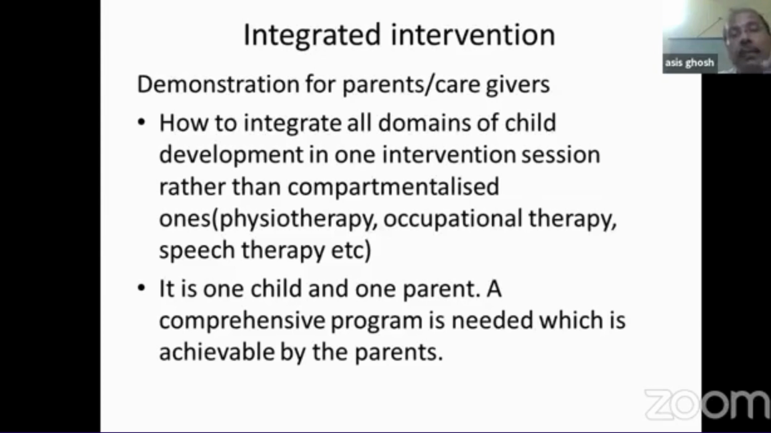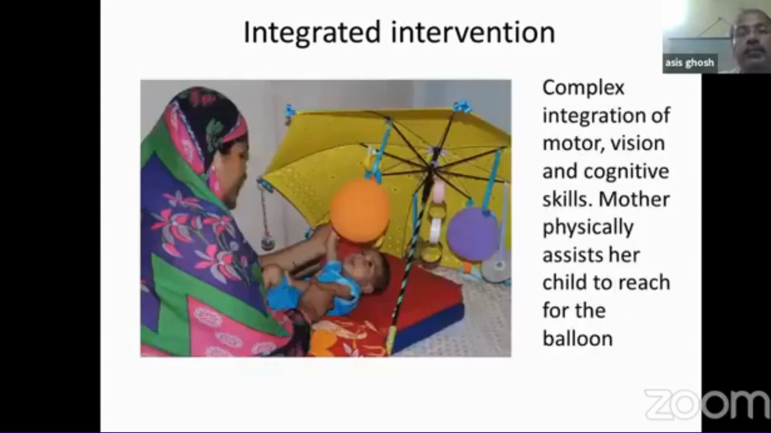I mean, this is my experience, this is my learning, whatever you want to say. So this is an example. I call this integrated intervention. This is just an umbrella, and with the string you hang some nice balloons and different kinds of very cheap toys. You do not have to buy expensive toys. So it's a complex integration of motor, vision, and cognitive skill.